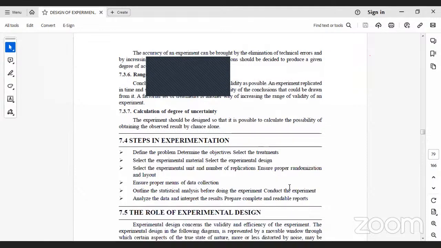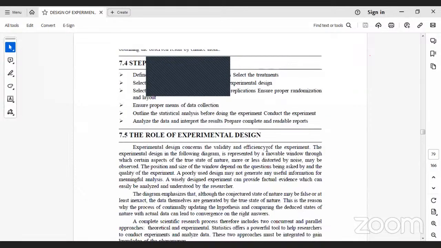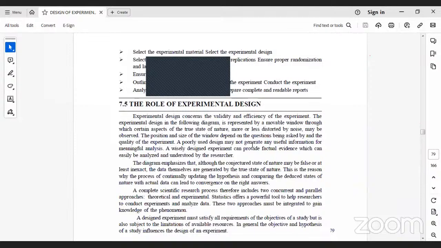So, steps of experimentation: define the problem and determine the objective, select the treatments, select the experimental material, select the experimental design, select the experimental unit and number of replications, ensure proper organization and layout, ensure proper means of data collection, outline the statistical analysis before doing the experiment, conduct the experiment, analyze the data, interpret the results, prepare a complete and readable report.